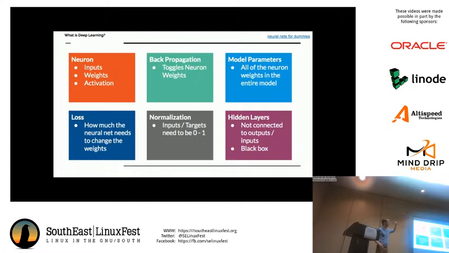Terminology: when you see something like model parameters, those are the weights. Loss is just how much the neural net needs to change its weights. It also says how wrong the model is. Normalization: when you're feeding your data into a neural net, you have to make sure that it's between 0 and 1. And the hidden layers are the ones that aren't connected to your outputs or your inputs. Yeah, and we'll go into more detail with that.